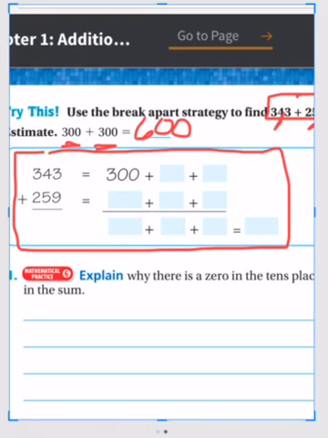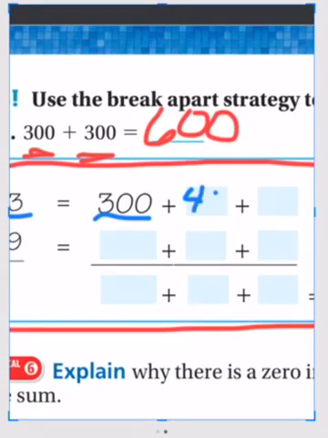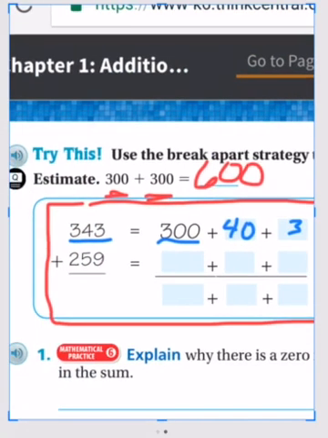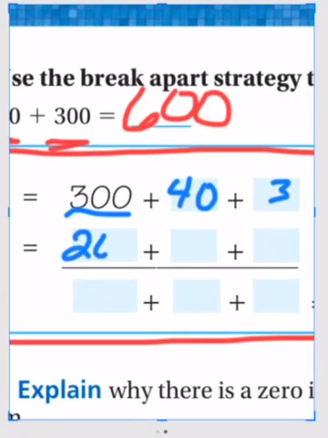All right, I'm assuming you're all done. Let's break this apart. 343, that's 300 plus 40 plus 3. If you have that right, give yourself a little pat on the back. If you don't, pause the video again. Fix it so you have 40 plus 3. And then our second number was 259, and that's going to be 200 plus 50 plus 9. And if you have that, give yourself another pat on the back. And if you didn't, fix it up so it looks this way.